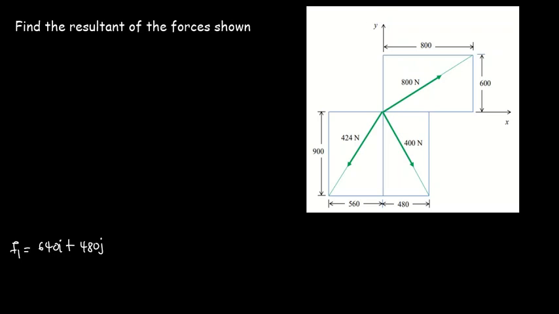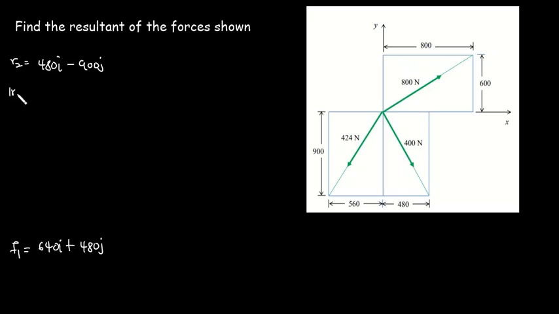You're going to do the same for the 400 newtons force. Let's look at how you're going to do that also. So let's find its position vector. For the 400 newtons force, its position vector will be 480 i minus 900 j. That will be the position vector.